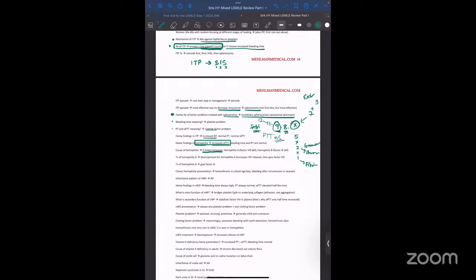Treatment of hemophilia A. First, give desmopressin for hemophilia A. Why? Because it will release factor 8. Then replace with factor 8, recombinant factor 8. Treatment of hemophilia B, we directly give recombinant factor 9. We don't have any other option.